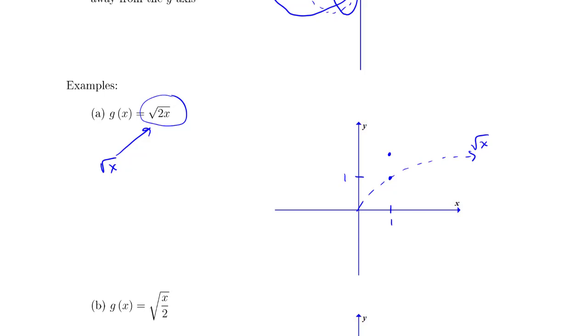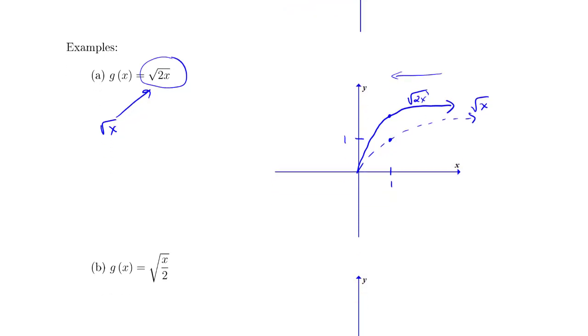That's telling me that everything got squished towards the y-axis, and instead my function now looks like this. All right, because it got squished this way. All right, so that makes sense. This one is now the square root of 2x.